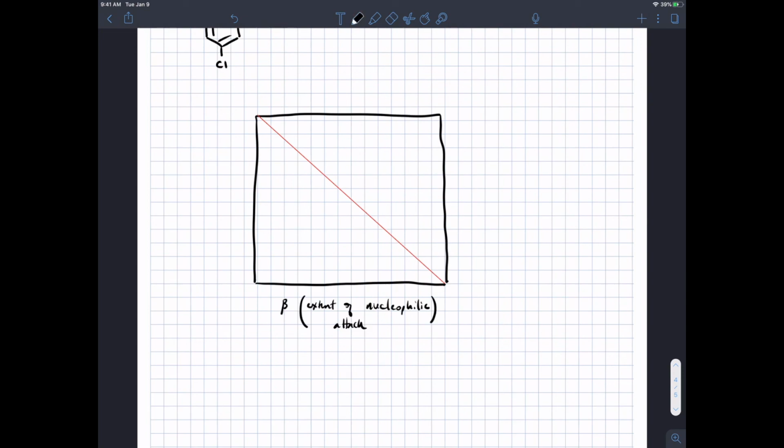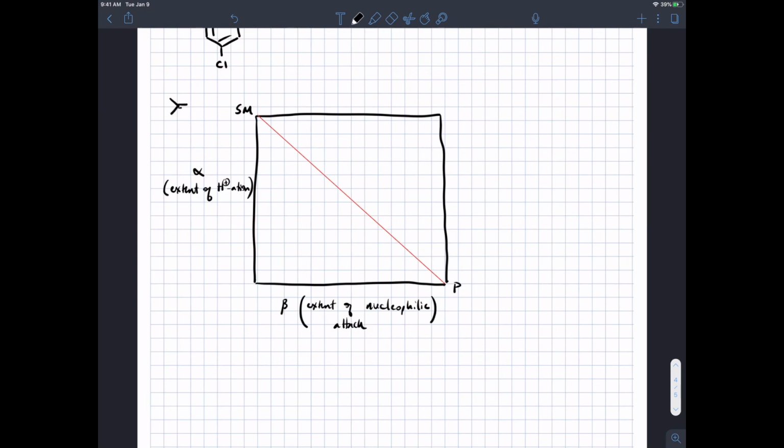And on the y-axis, we're going to have alpha, which is extent of protonation. Can I do that? Is that okay? And then energy will be on this imaginary, well, on this z-axis coming out of the page. On the upper left-hand corner, we have starting materials. Lower right-hand corner, we have products.